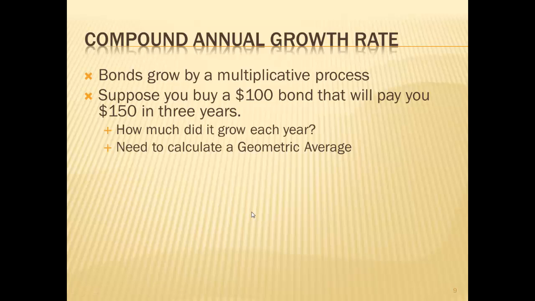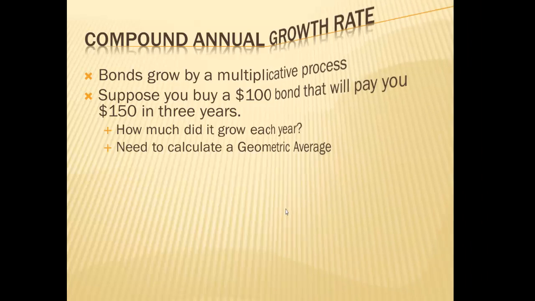So how do we calculate bonds? Well, bonds grow by a multiplicative process. And to understand what I mean by multiplicative process, let's do this by example. Suppose you buy a $100 bond that will pay you $150 in 3 years. That begs the question, how much did it grow each year? To do that, we're going to need to calculate a geometric average. And once we calculate a geometric average, we'll be able to calculate the more interesting number, which is a compound annual growth rate. So let's do that.